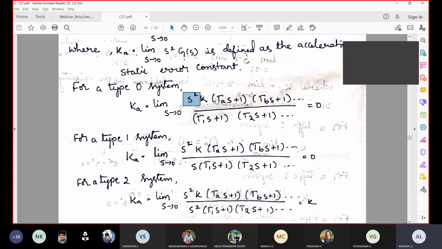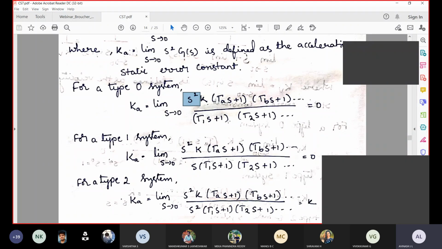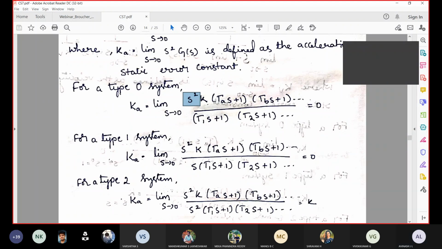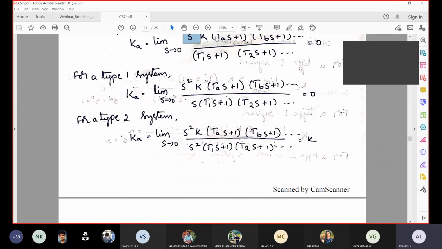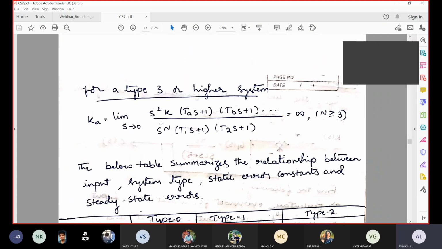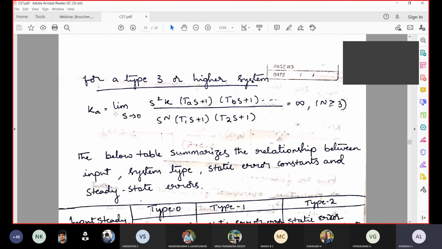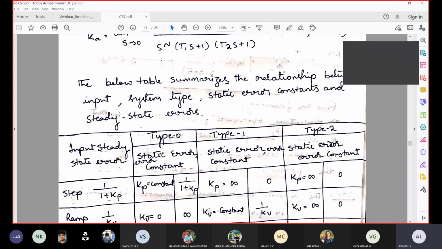So I'll dictate, you just write. For a type 0 system, Ka is equal to 0. For a type 1 system, Ka equals 0. For a type 2 system, Ka equals K. And for type 3 and above, Ka will be equal to infinity. Clear?